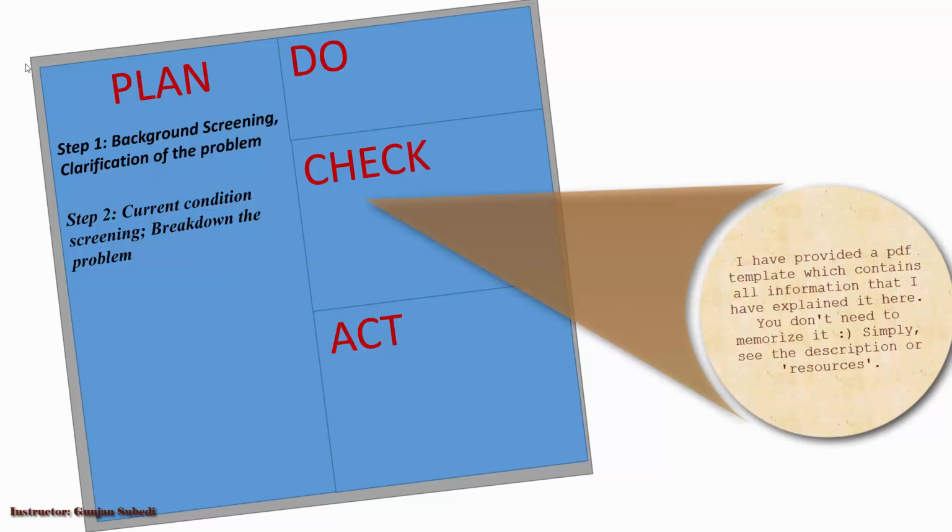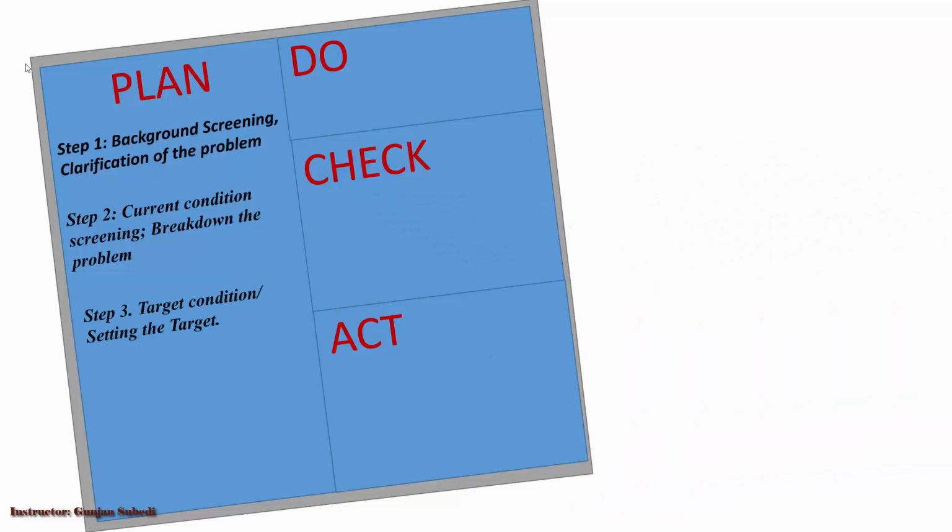The next step is current condition screening or the breakdown of the problem. In this stage, we address different questions like what is the size of the problem, what are the component parts of the problem, and how much will I address, etc. The third step is target conditioning or setting the target. The fourth step is the root cause and gap analysis. We generally perform the root cause analysis in this section.